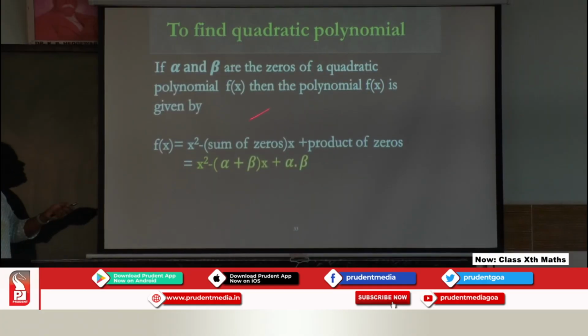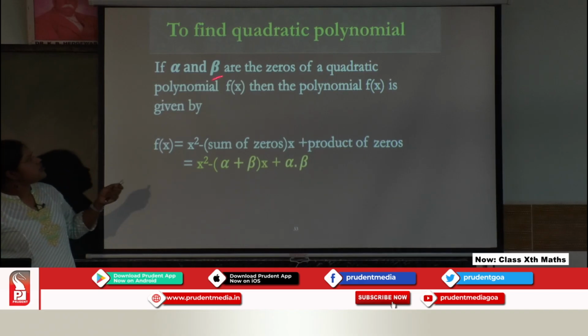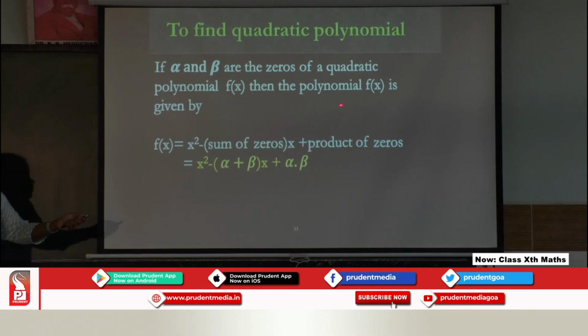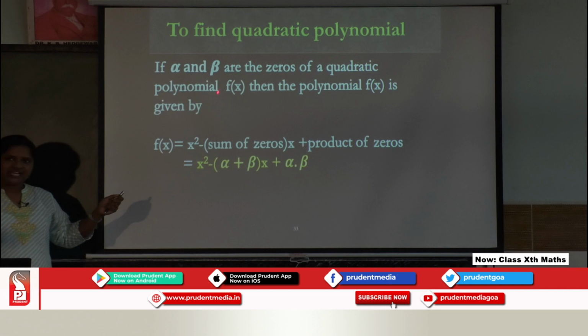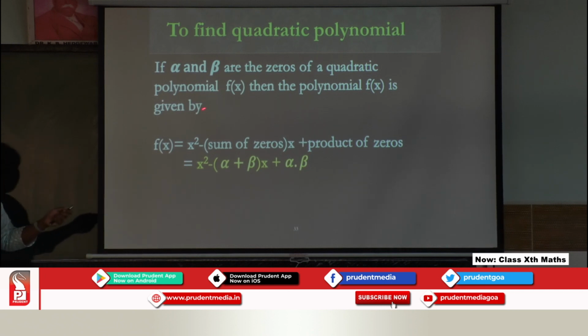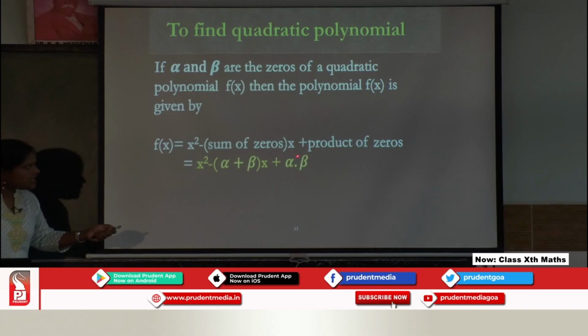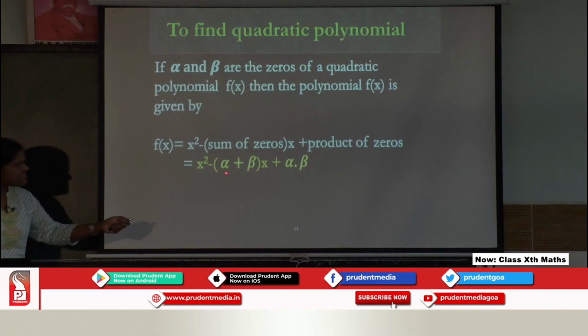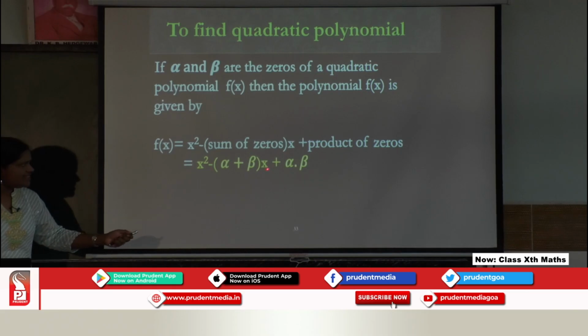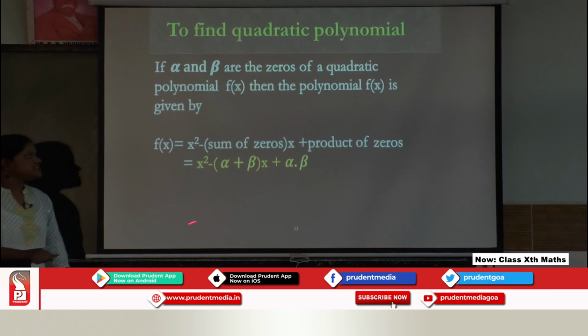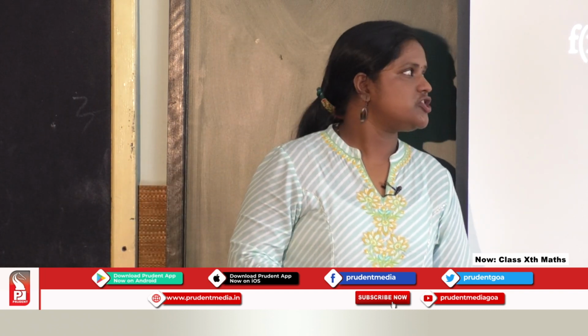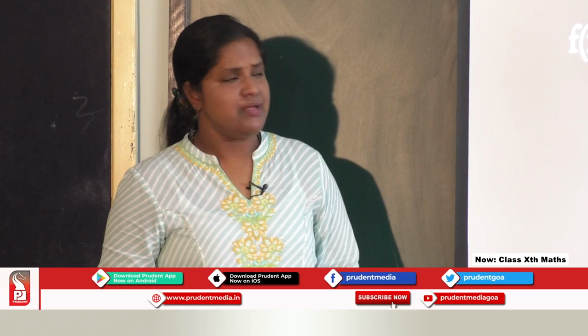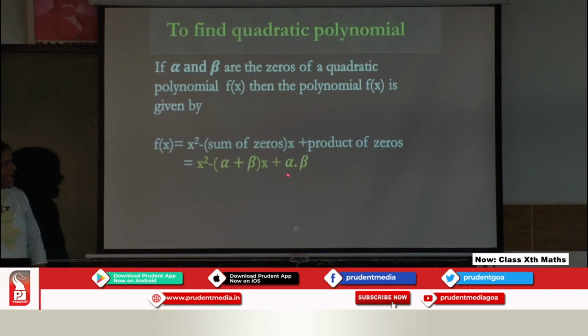It is given here, if alpha and beta are the zeros of quadratic polynomial f of x, then the polynomial f of x is given by, meaning alpha and beta are already given, 2 zeros are already given. How to frame the quadratic polynomial? It is x square minus sum of zeros into x plus product of zeros. This is the format to find a quadratic polynomial. Sum of zeros is alpha plus beta, there is a negative sign here and the variable, plus product of zeros is alpha multiplied by beta. This type of problems appear in the question paper where they ask you to frame a quadratic polynomial in terms of a particular variable. Now, if x is mentioned, please write the answer in x, use variable x.